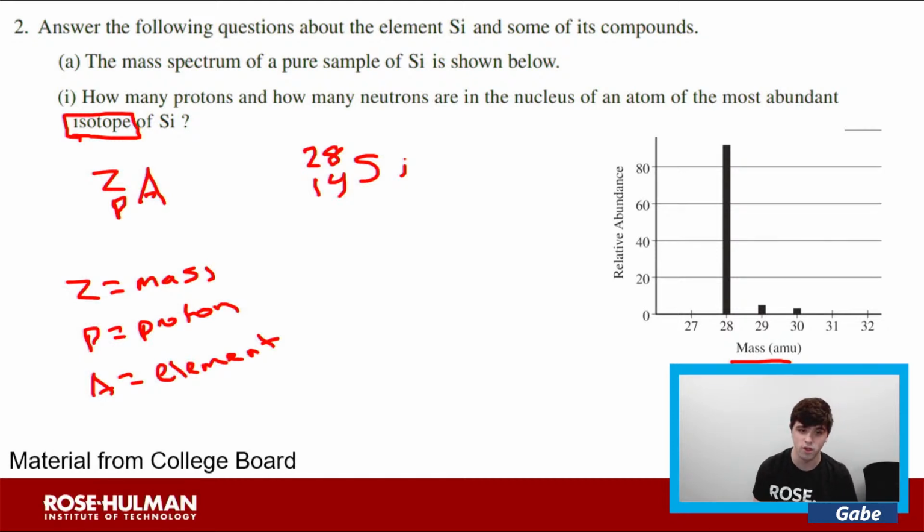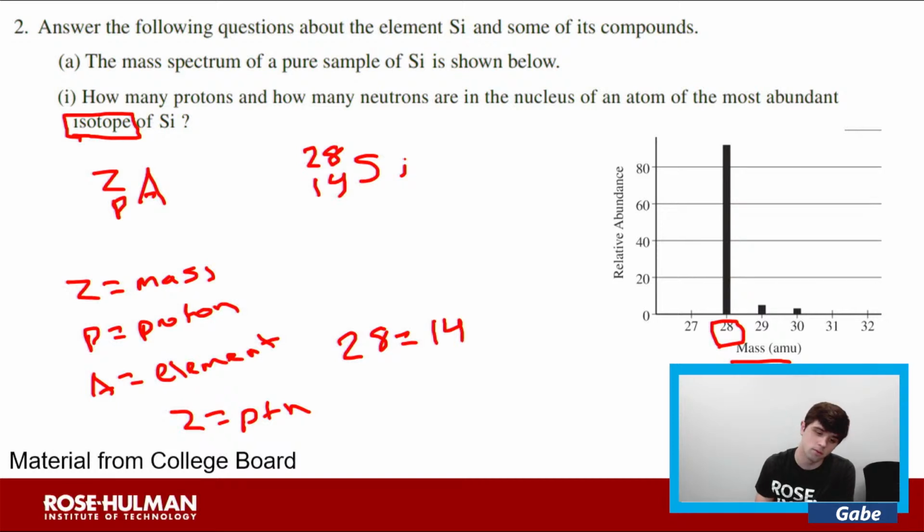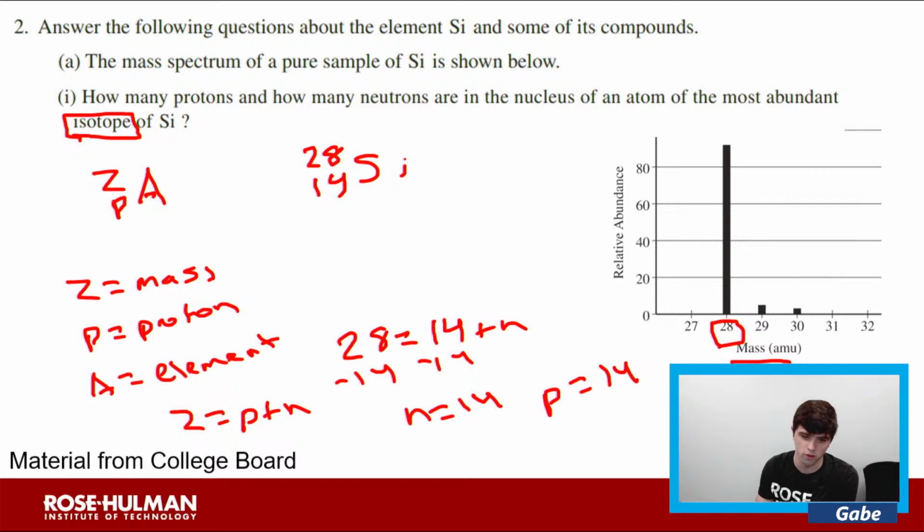Remember, it is asking for the number of neutrons in the nucleus that we have and how many protons. So this is where our mass number comes in. Since we figured out that 28 was the most abundant, we can do what the equation is. The mass number equals the number of protons plus neutrons. So if we know that our mass number is 28, and we know that we have 14 protons because of the atomic number, we can easily solve for how many neutrons we have. So we just subtract 14, and we have 14 neutrons and 14 protons in this isotope.